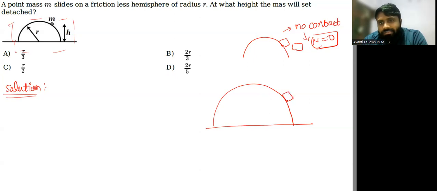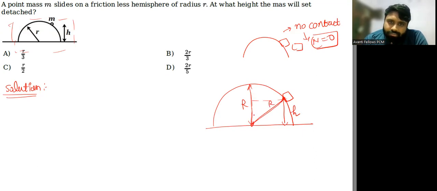Suppose here the mass will detach after this. So this is the last contact position with the hemisphere. Now, the radius is given as R. This is the radius, let's say. And let's say the height from where it has been detached is small h. So this length also would be R. So if you say this angle is theta, got it?